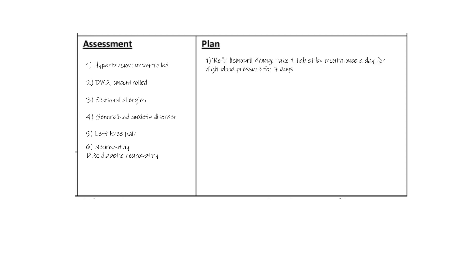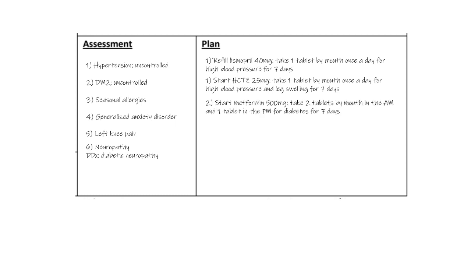Now for the plan, you are going to refill lisinopril, take 1 tablet by mouth once a day for high blood pressure for 7 days. And you're also going to add in a second agent, which she already was taking, the HCTZ, but you're going to increase the dose. Since you're changing the dose, you want to put start instead of refill. If it was refill, it would be the same dose, but since we're increasing the dose, you're going to say start. HCTZ 25 milligrams, take 1 tablet by mouth once a day for high blood pressure and leg swelling for 7 days. This HCTZ should help the blood pressure and also her swelling too.